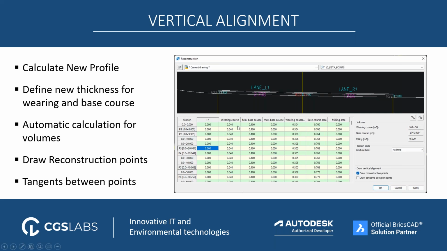Here we also have volumes of wearing and base course, and they are automatically refreshed each time the pavement height is changed. By defining these parameters, we can quickly change the height, and here we have some options to draw the reconstruction points or the tangents between the points.